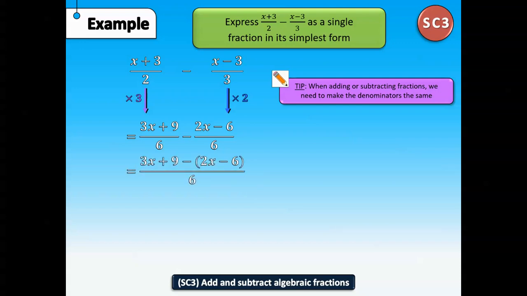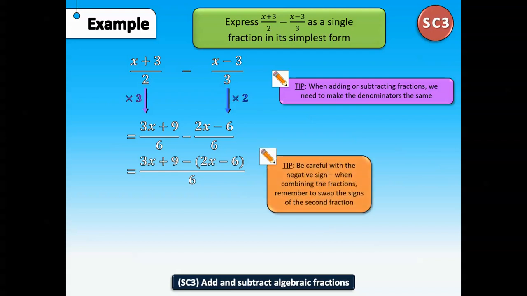So I need to do 3x plus 9 take away 2x minus 6. Now be careful with the negative sign because we need to make the 2x negative, but we also need to make the minus 6 negative as well. So that minus 6 will actually change to positive 6 because 2 minuses make a plus. So I can simplify the top because 3x minus 2x is 1x and 9 plus 6 is 15. So our final answer is (x plus 15) over 6.